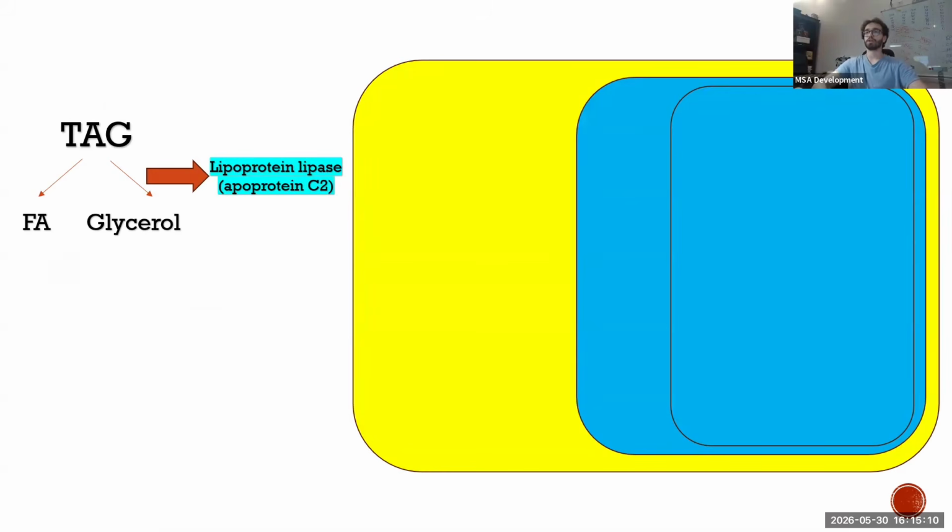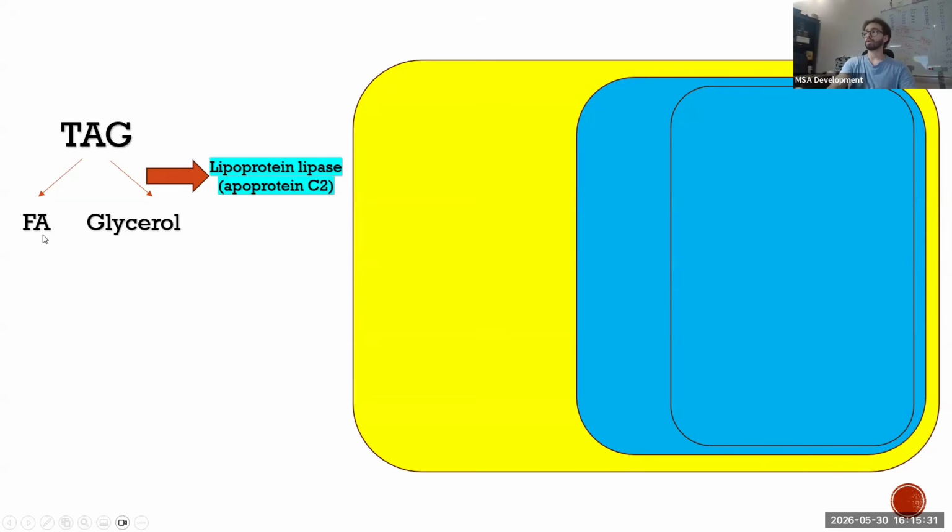It's a lipase, it breaks down. And it's activated by something called apoprotein C2. We will talk about apoprotein C2 in the lipoproteins lecture, but for now I want you to remember TAG is broken down to fatty acids and glycerol by lipoprotein lipase, which is activated by apoprotein C2.